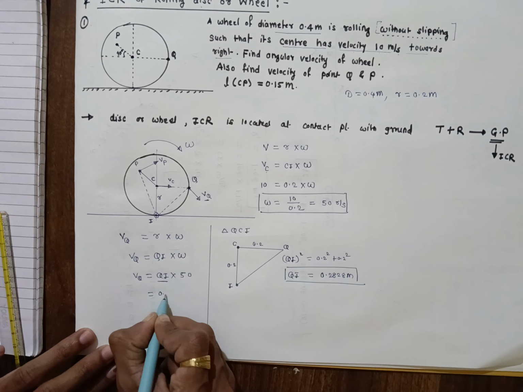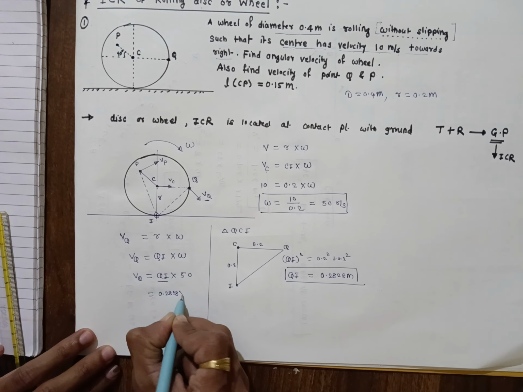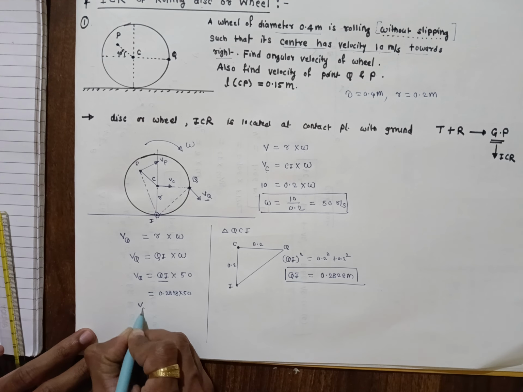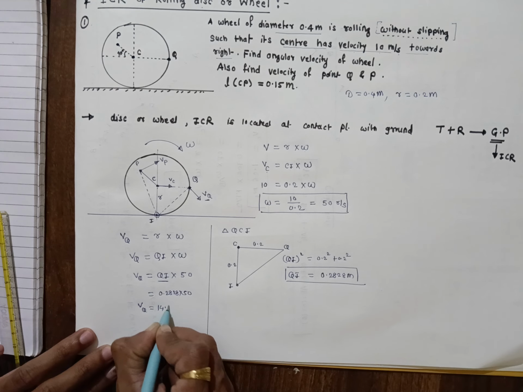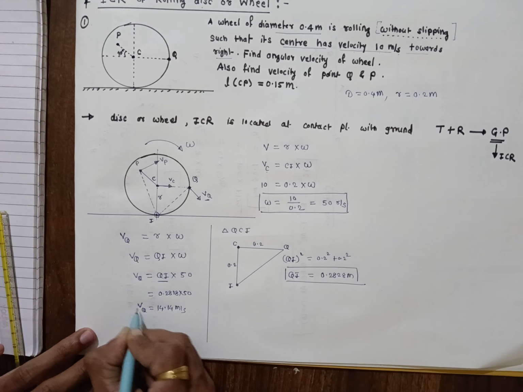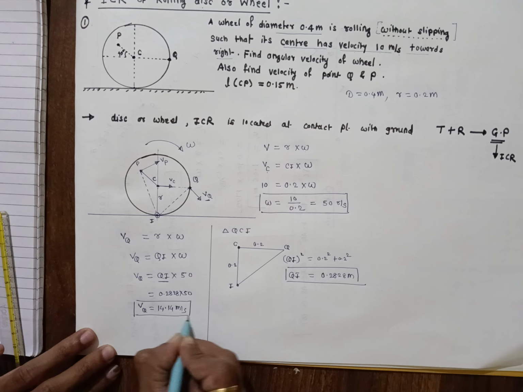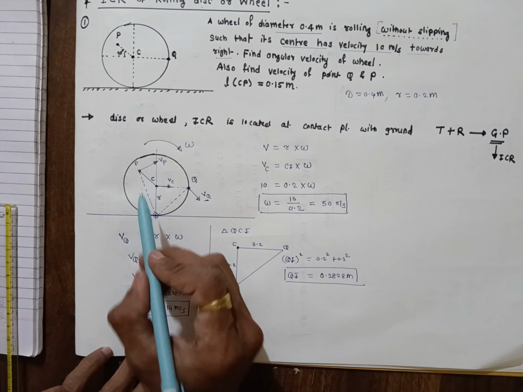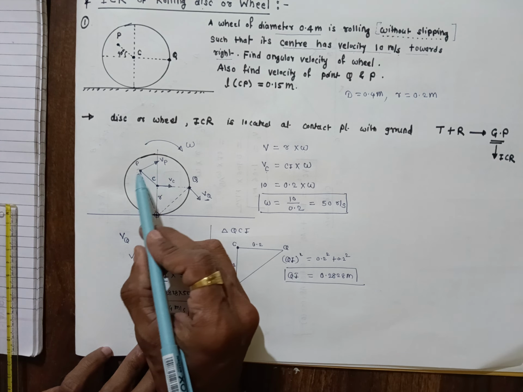Now put this value in the formula for Vq, which is QI into 50. So Vq is equal to 0.2828 into 50. So Vq is 14.14 meter per second. And the last is we have to find out the velocity of the point P.